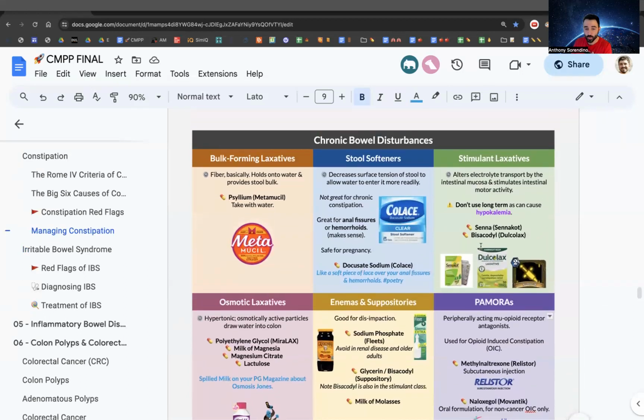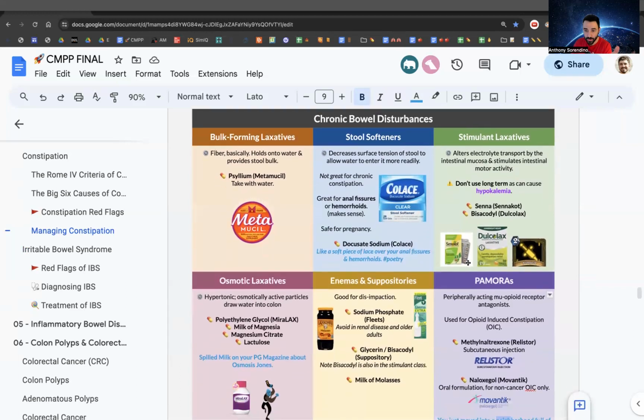So I did talk about, for stool softeners, it's like a soft piece of lace over your anal fissures and hemorrhoids. So that's going to be your docusate, your Colace. So lace over your anal fissures and hemorrhoids. Okay.